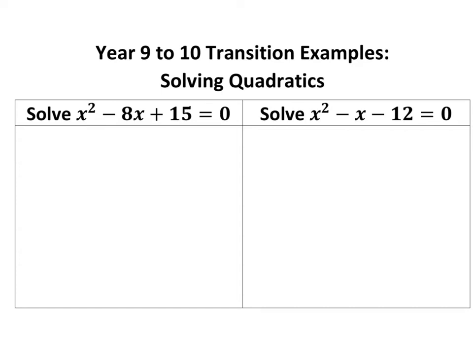Okay, we're looking at solving quadratics now. At this stage you're solving by factorising, and I do this by drawing a table. It's a table that you'll have seen. Essentially it's a multiplication table, with x squared minus 8x plus 15 here.